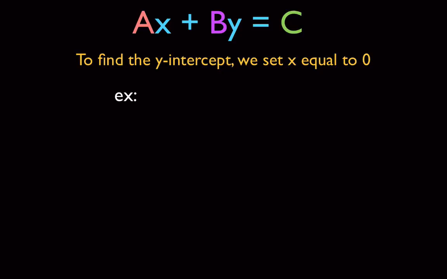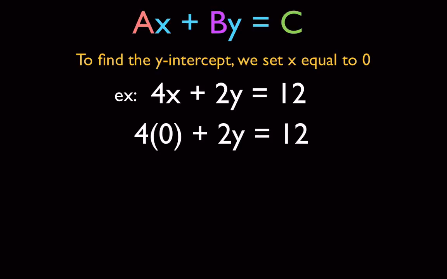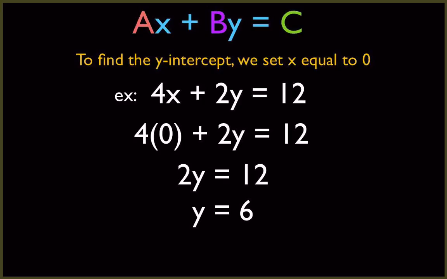So let's look at our example again. What I'm going to be doing is plugging in 0 for x. When that happens, 4 times 0 is nothing, so I'm just left with 2y equals 12, which is a very simple problem. Divide by 2 on both sides, and I get y equals 6. So like I said, when most people do it, they just eliminate the x value, so they sort of cross that off and solve the one-step equation that's left over.